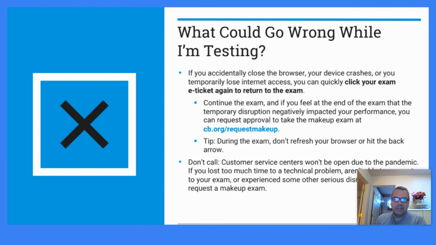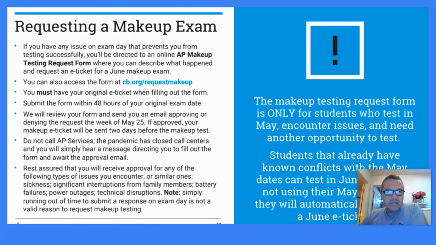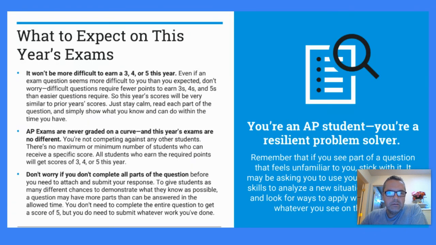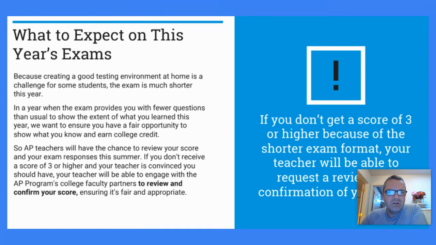If something goes wrong, if you actually close the browser, your device crashes, whatever, click on your exam e-ticket again to return to the exam. Continue exam. If you feel at the end of the exam that you had a temporary disruption, you can ask for a makeup exam, and you might have to submit a request for approval for a makeup exam, which would be the June date. And you have to submit that within the first 48 hours of the original exam date, as it says here. So read through this information, making sure you understand how it's going to work.